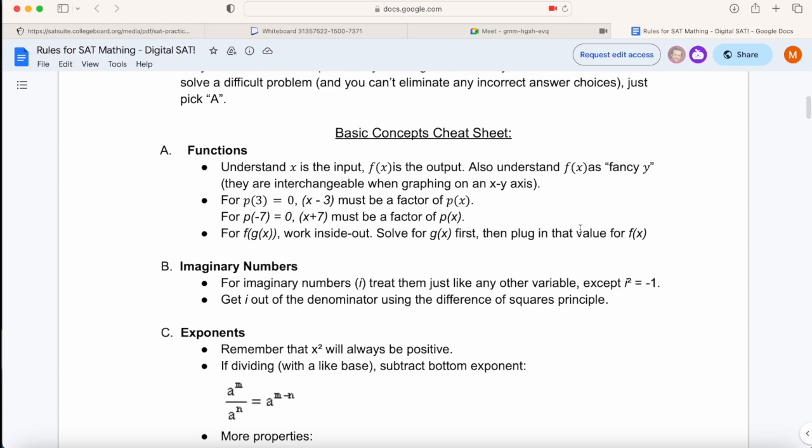Understand x is the input, f of x is the output. Also understand f of x as fancy y. Yep, they're interchangeable when graphing on the xy axis. Does that make some sense now? That bullet point about functions. Yeah. Okay, great.